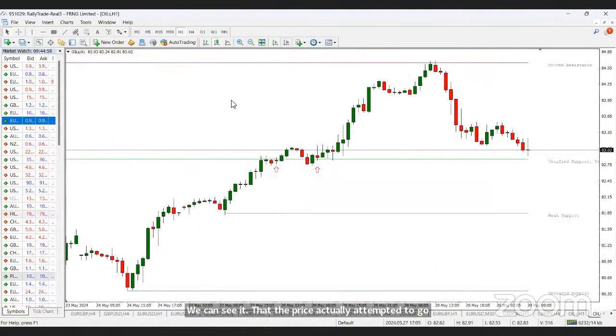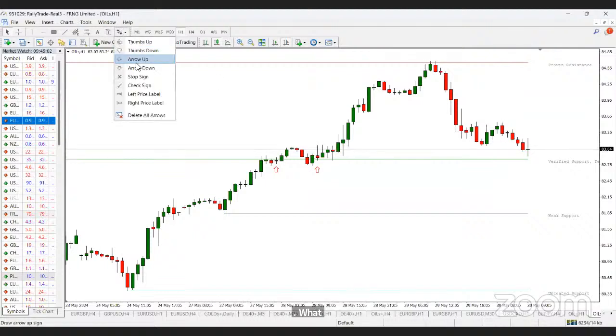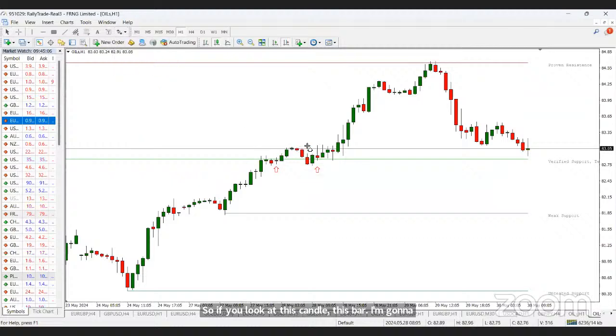Let me now bring it closer. What do I mean by that? If you look at this candle, this bar, I'm going to put an arrow down now. In this instance, the price attempted to go down, but it was rejected by another candle that pushed it back up. So that's an attempt, and we'll count it as count 1.